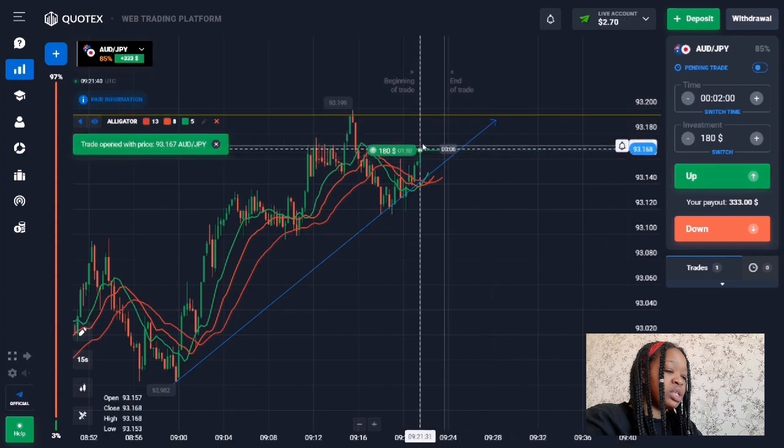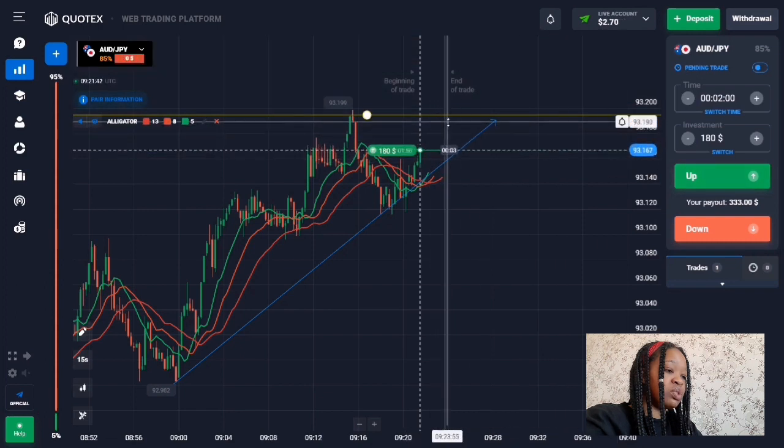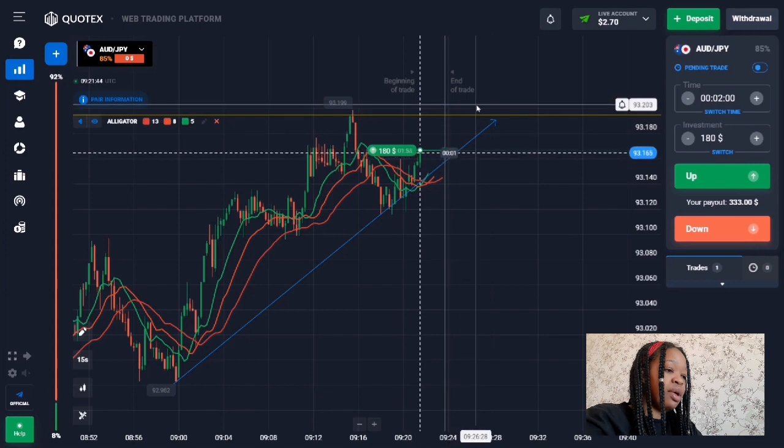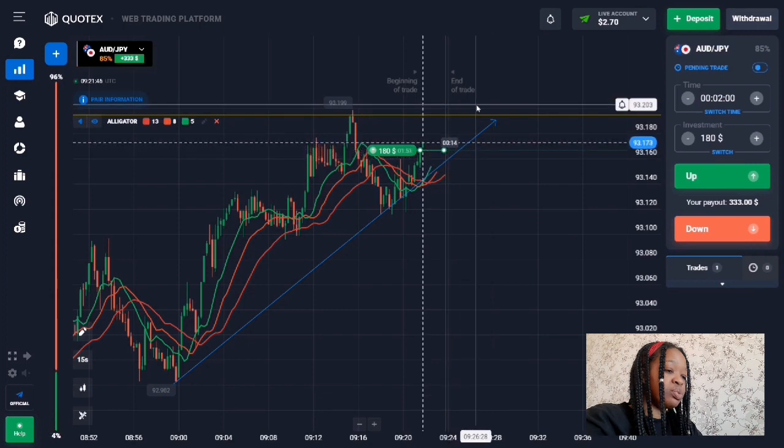So I'll enter the market with an up trade for 2 minutes because I expect the price to trend up and break through this level because price has strength to go up. So let me wait and see the results of this trade.